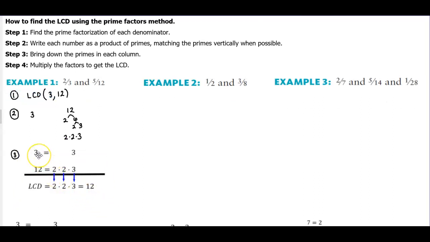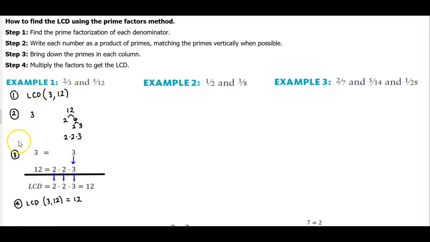Okay, we have 3, and the prime factorization of 3 is 3. Prime factorization of 12 is 2 times 2 times 3. So if you notice, we have a 2, so we bring down a 2, we bring down another 2, and then you can see that they have 1 3 in common. And so therefore, you can see what happens with the LCD. The LCD between 3 and 12 is equal to 2 times 2 times 3, which is 12.